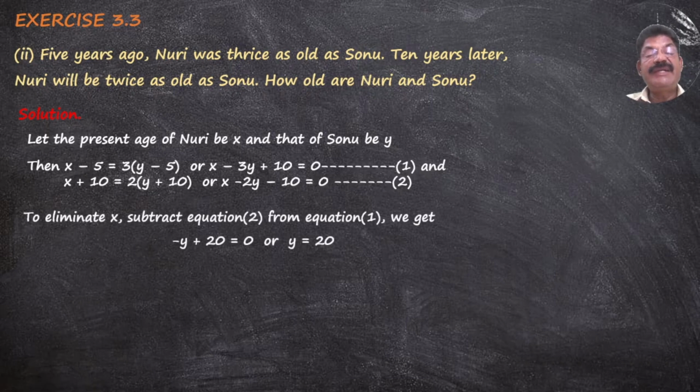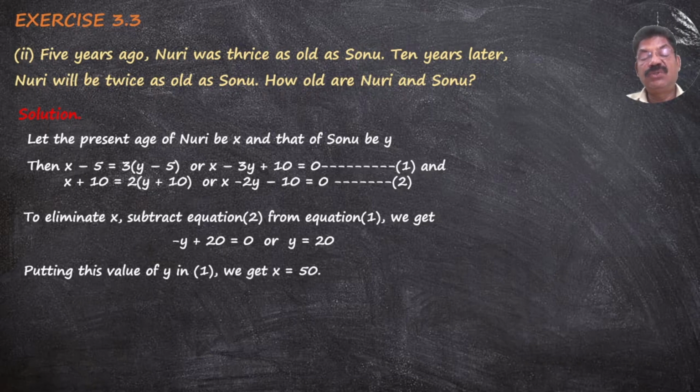Now, to eliminate x, I subtract equation 2 from equation 1 because already the coefficients of x are equal. So, we need not multiply by any suitable number because already they are equal. Coefficients of x are equal. So, when you subtract, we get minus y plus 20 equal to 0 or y is equal to 20. Putting this value in either 1 or 2, we get x is equal to 50. Hence, Nuri is 50 years old and Sonu is 20 years old. Problem is very simple.